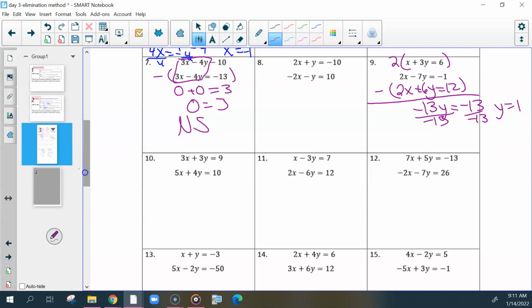Before we find our x value, does anyone have any questions on how we got to that part? Could you multiply by negative 2? You could do that as well. So if we multiply by negative 2, then we would be adding. The numbers you get might be a little different, but you would still end up with 1. Any other questions before we continue?